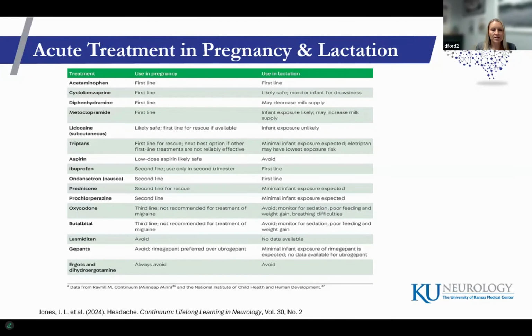And then the gepants, ubrogepant and rimegepant, this has not been updated since then. This is data from last year. And so ubrogepant now has a small case file where it has also been shown to have minimal exposure in breast milk and is also safe in lactation now. Next slide.